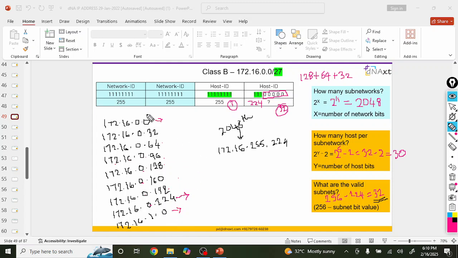What will be the first valid host over here? 172.16.0.1 is the first valid host. The broadcast ID is 172.16.0.31, so the last valid host will be 172.16.0.30. So from 1 to 30 you have valid hosts. You are getting 30 valid hosts in each subnetwork. So this is all about slash 27 of Class B.